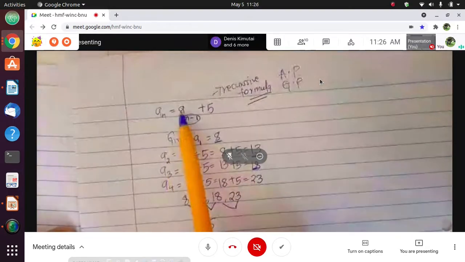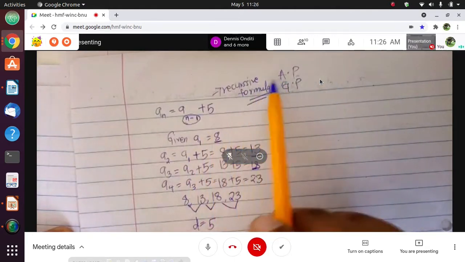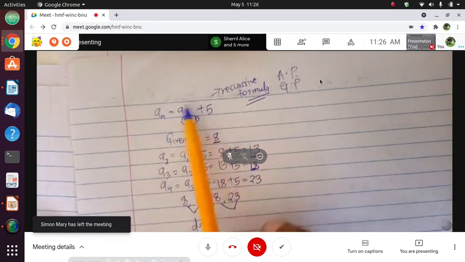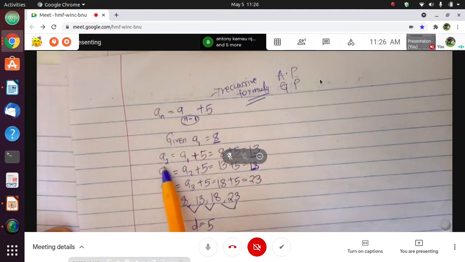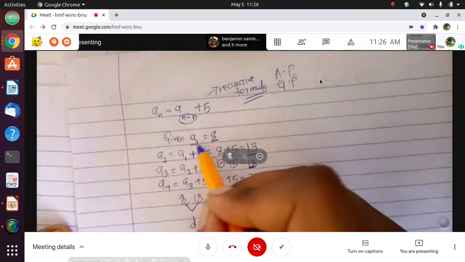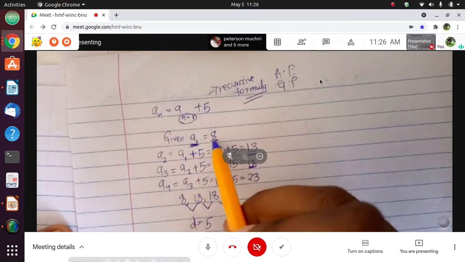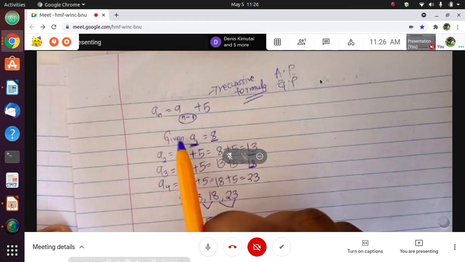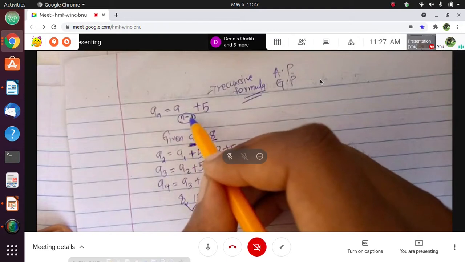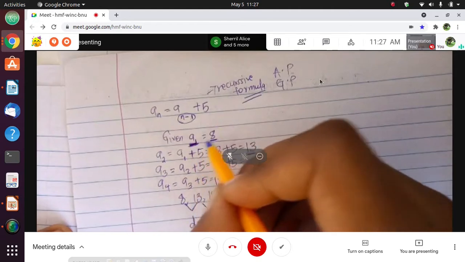But when you have equations ambazo ziko na n minus 1, this is known as a recursive formula, ama a recursive equation. When you're told to find the first 4 terms, most of these questions ambazo ziko na recursive notation, you're usually given the first term. So you're told find the first 4 terms of this equation given that the first term A1 is equal to 8. If you replace 1 here, A1 minus 1 becomes 0. Utapata kwamba it is impossible to find that term. That's the reason why you are given the first term A1 is equals to 8.